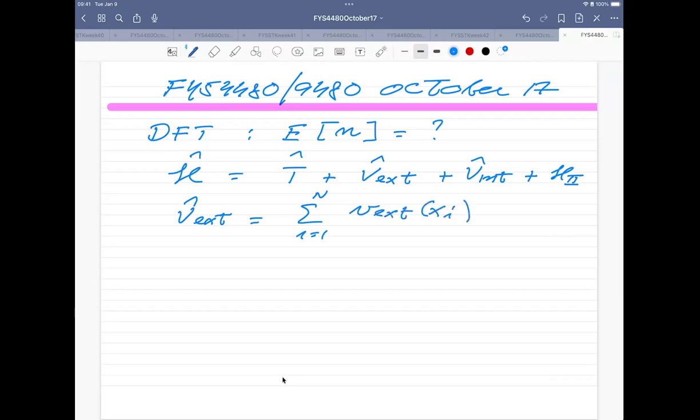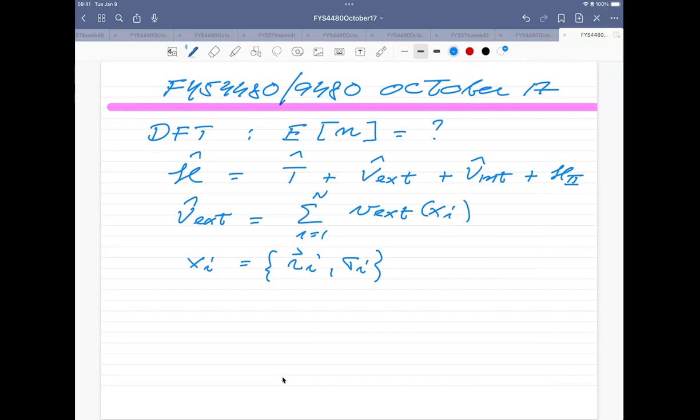So X of i now contains both spin and spatial degrees of freedom. But just remember now that in the beginning of the semester, we defined this one to contain both the spatial degrees of freedom and the spin degrees of freedom. So this is just a compact notation for these common coordinates.